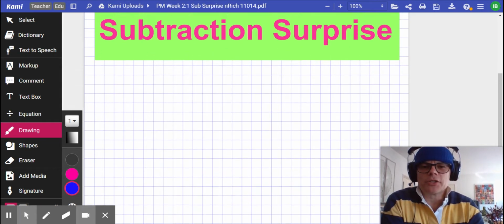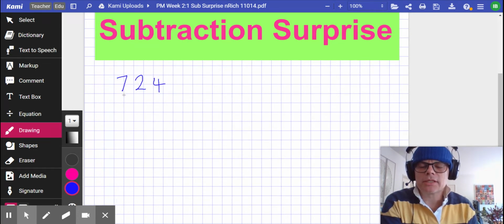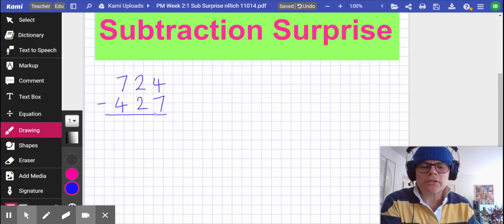Let's start with subtraction surprise then. The problem looks a bit like this. We take a three-digit number, and we make sure that the hundreds digit is bigger than the units digit. Make sure the hundreds digit is bigger than the units digit. And then what we do is we just reverse it. We just reverse the number 4, 2, 7. And we're going to do a subtraction. So we're going to get a lot of practice today in subtraction.